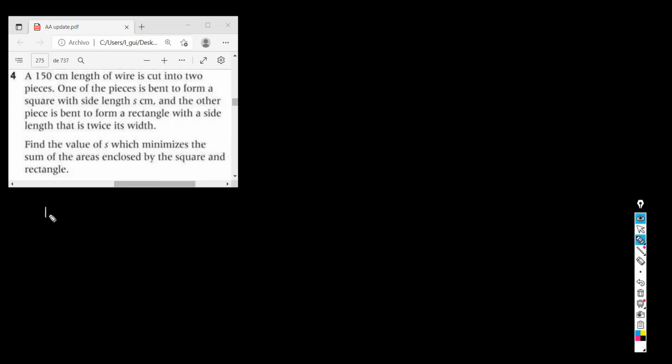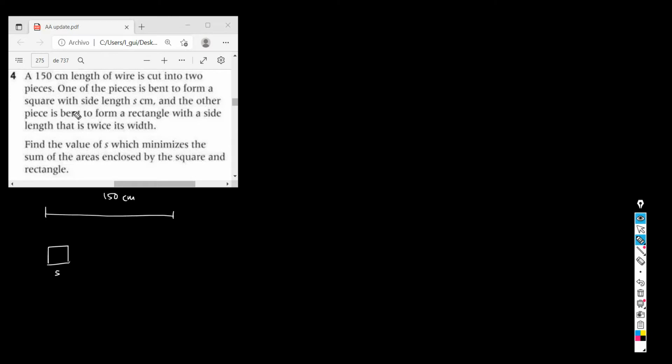So we have a wire of length 150 centimeters. I'm going to cut it into pieces. And with one piece, I'm going to form a square of side S. Okay, that's so far. Then let's keep on reading.